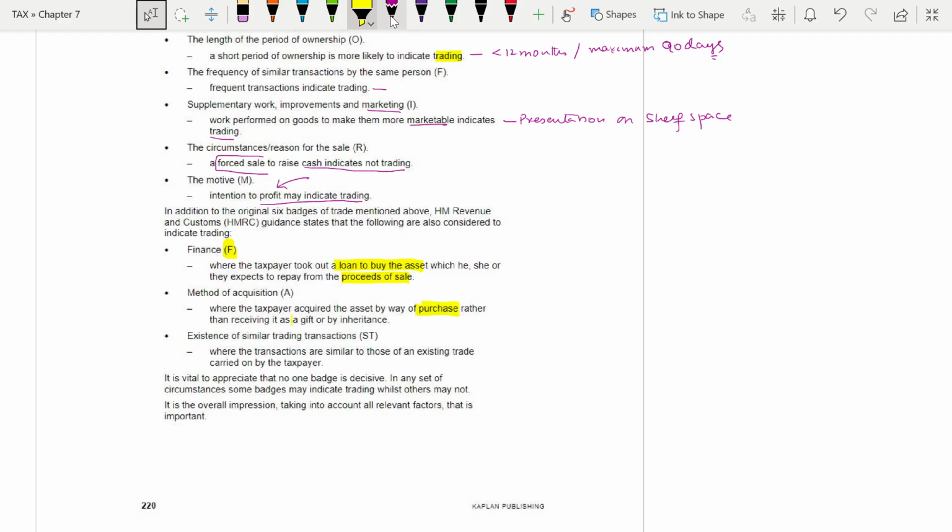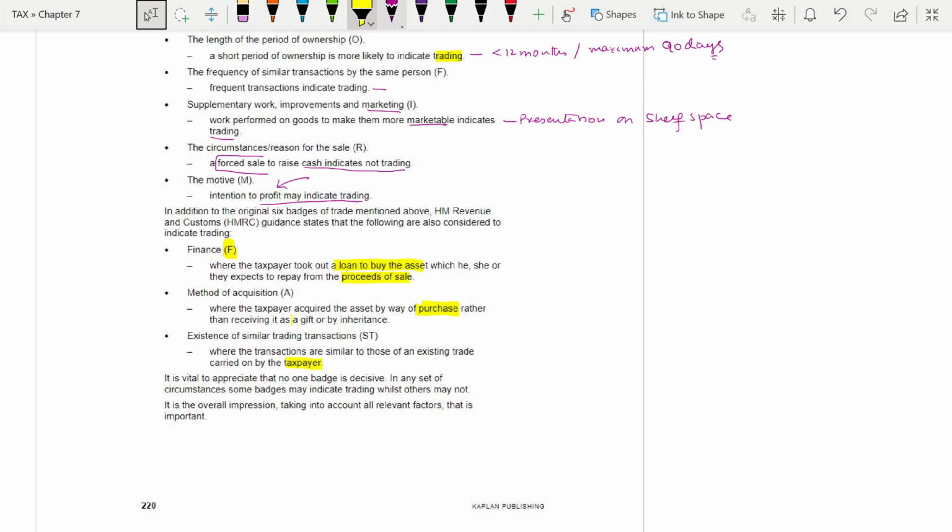Is that you are purchasing the asset? If you have done the group accounts in financial reporting, you will remember the conditions when there is an acquisition. Existence of a similar trading, where the transactions are similar to those of an existing trade carried out by the taxpayer.